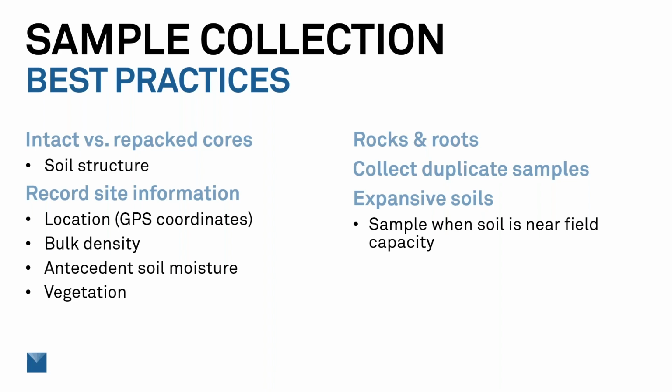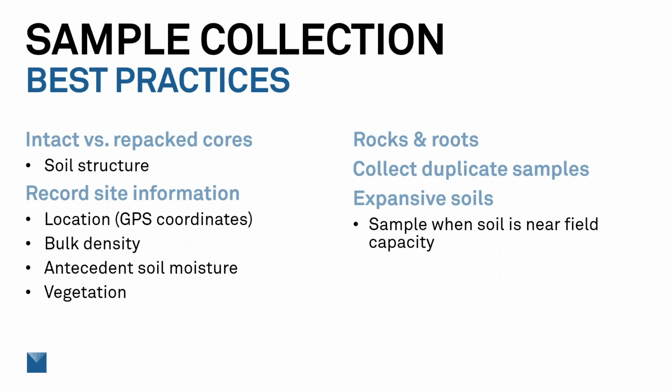When you're trying to collect samples, you often have to deal with things like rocks and roots. Depending on the size of the rocks, if they're small gravel, you're going to want to collect the sample as it is, with the gravel pieces in the soil, because that's how they are in the field, and they're going to affect how the soil behaves. But sometimes that's just not possible, so we have to work around large rocks.